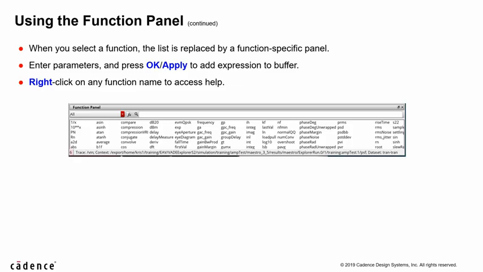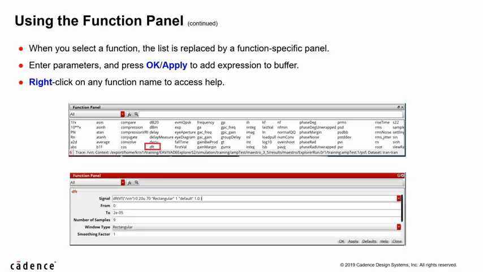Based on the choice of function, the panel modifies itself and provides you with a setup form that you can fill out for a chosen function. This usually works on some type of signal that can be loaded from a simulation database. In the example here, the DFT function is chosen and the function panel modifies itself to show some fields that you can fill out to evaluate the DFT of whichever signal you have chosen. So enter your parameters in the fields that you can see in the snapshot at the bottom and press OK or Apply to add the expression to the buffer. You can also right-click on any function name to access help regarding that function.